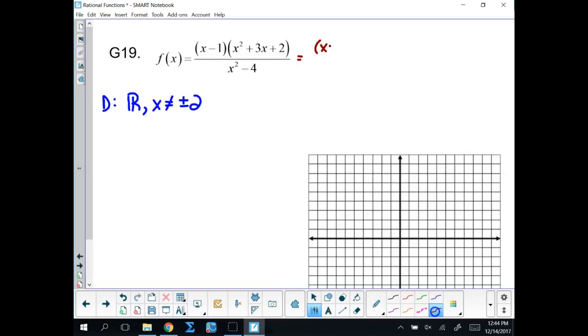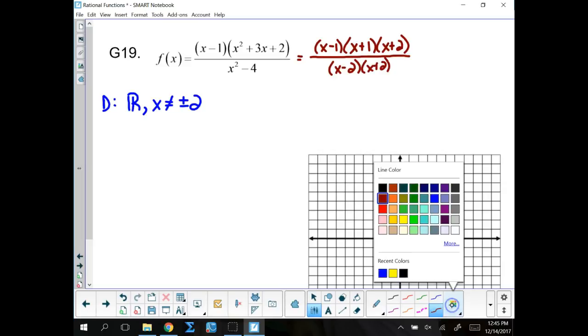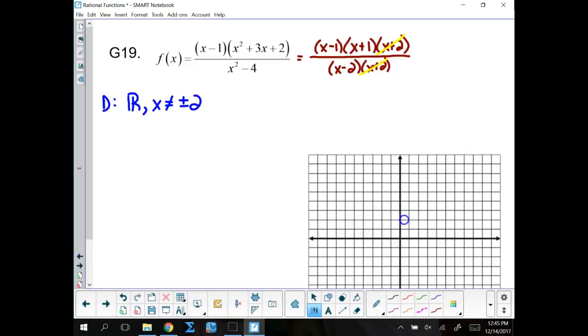So the top is x minus 1 times x plus 1 times x plus 2. The bottom is x minus 2 times x plus 2. What happens? The x plus 2's cancel each other out, so that leaves me with x minus 1 times x plus 1 all over x minus 2, or x squared minus 1 over x minus 2. Sign of things to come. Okay?